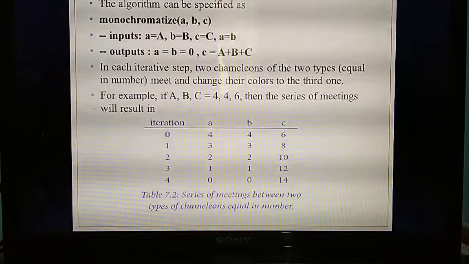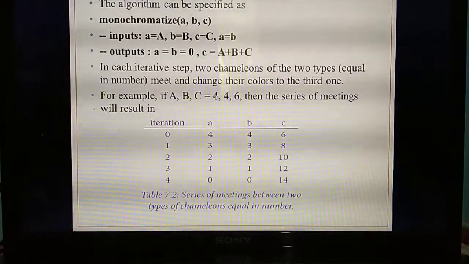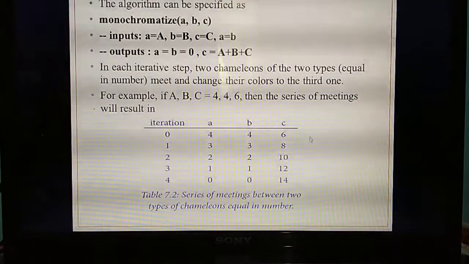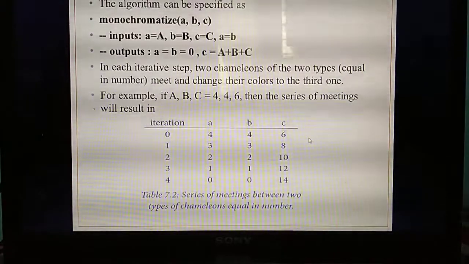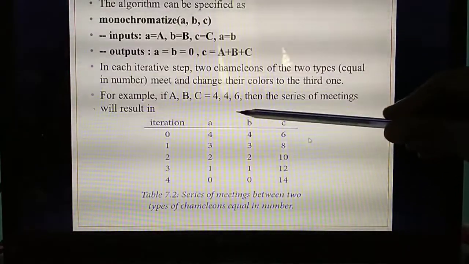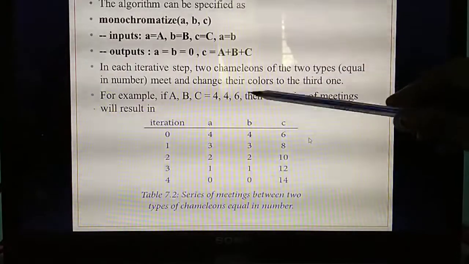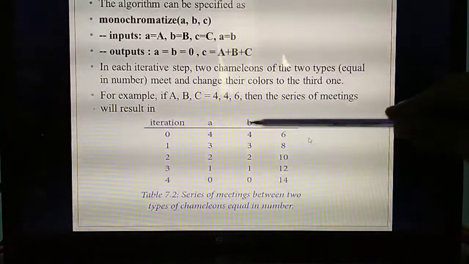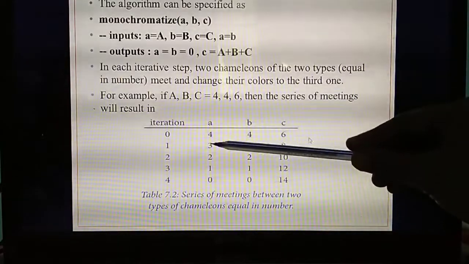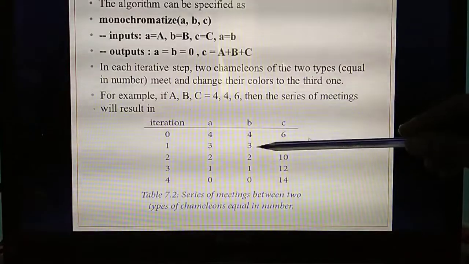Understand? Now come to this tabular column. First iteration 0. First write the values as they are: 4, 4, 6. Listen. Add it: 4 plus 4, 8. 8 plus 6, 14. Next step, listen. From the chameleons, A and B are reduced by one in number. So 4 minus 1, 3. Here also 4 minus 1, 3. That's important: A and B are always equal in number.